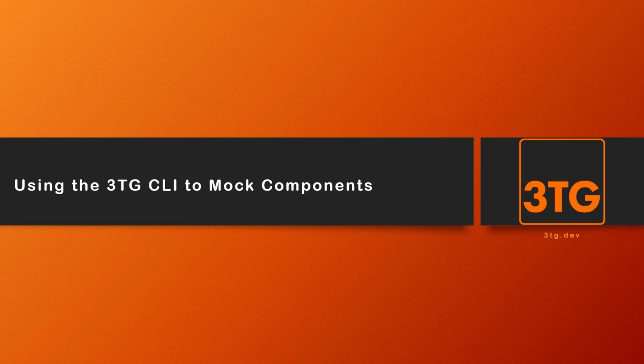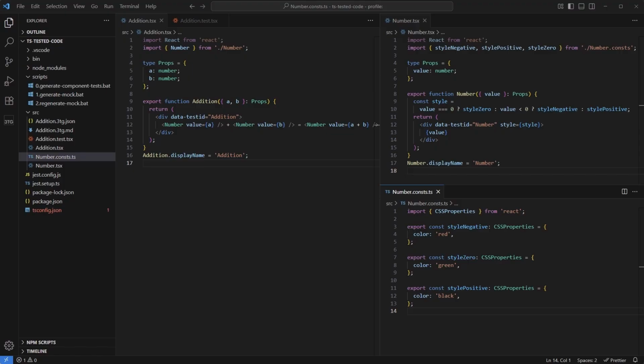Using the 3TG CLI to mock components, we have a component named addition, which receives two numbers and displays their results. All negative numbers are displayed in red, all positive numbers in black, and 0 in green. The component number is responsible for displaying the number.